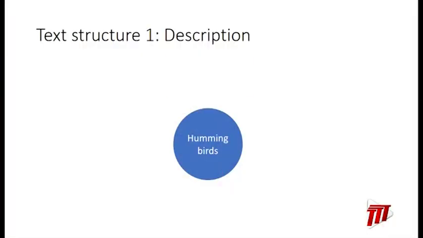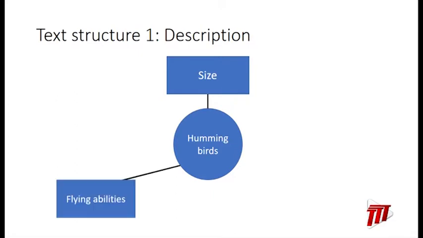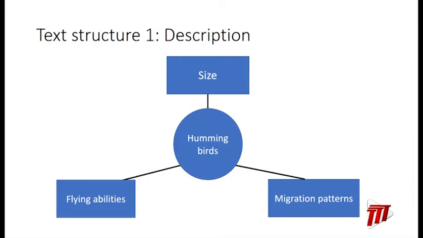For example, I like hummingbirds. If I want to write about hummingbirds, I might think about talking about the size of hummingbirds. I might think about the flying abilities of hummingbirds. And I might also think about the migration patterns of hummingbirds. Let's see how this works in an actual passage.